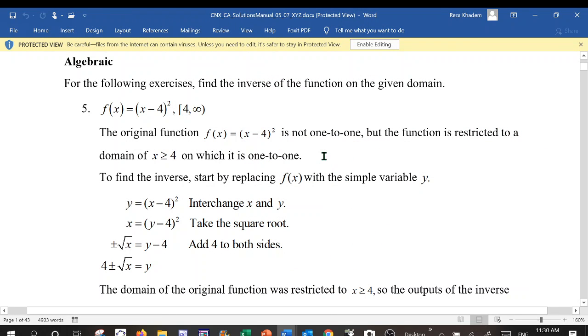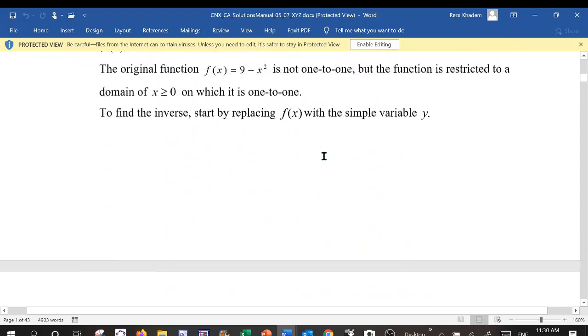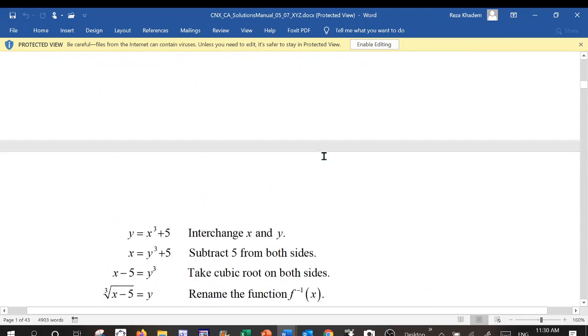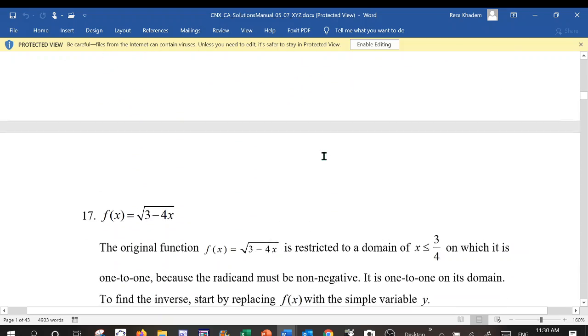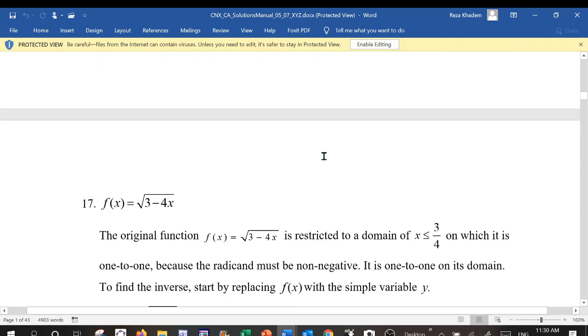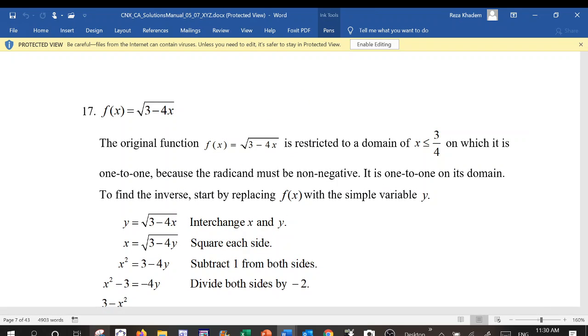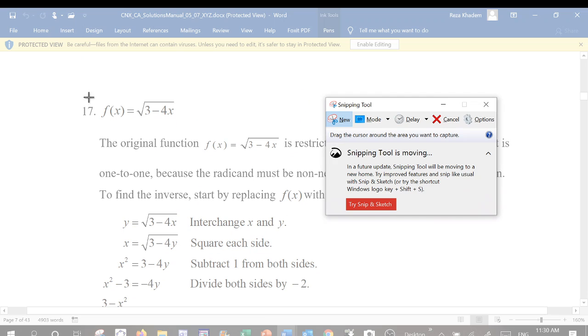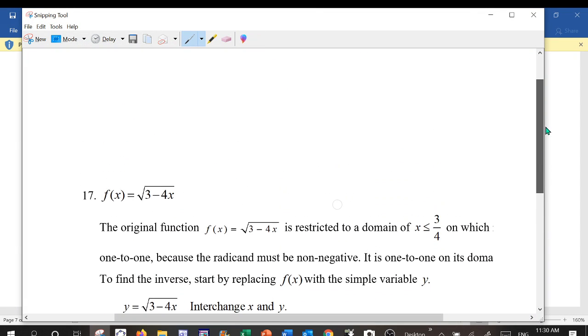And let's do another one. Why don't we do number 17? It's a good one to do. So here's number 17. So let's do one of these. So I want to find the inverse again. How do we do it?